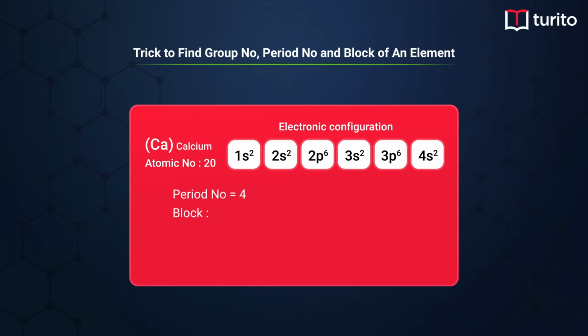The block here will be S because the last electron is entering the S subshell. If it is S block, we know that the possible group numbers are 1 and 2. Because the electronic configuration here is 4s2 at the end, that means it belongs to group 2.